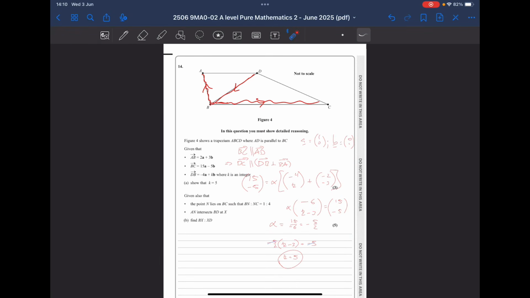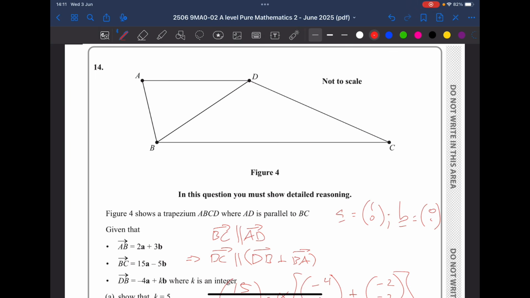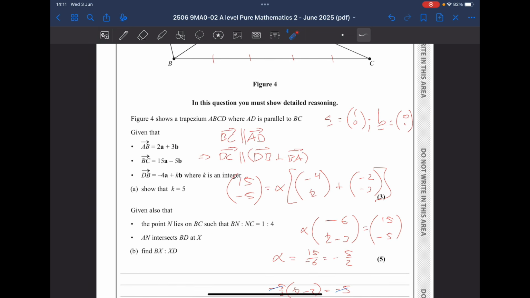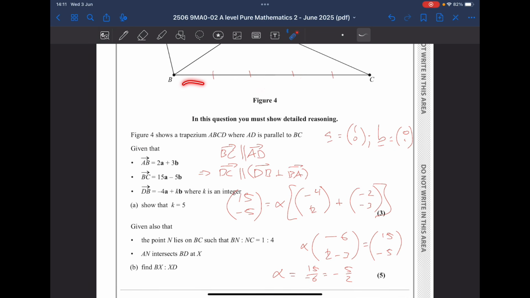Given that also point N lies on BC, such that BN to NC is 1 to 4. So let's get rid of these bits now. So BN to NC is 1 to 4. So I need to split this into 5 parts. 1, 2, 3, 4. Doesn't have to be so perfect, do you know what I mean? But what we have then is 1, 2, 3, 4, and a 1. Is that the right way around? B to N, another 1, and then 1, 2, 3, 4. So N is there.